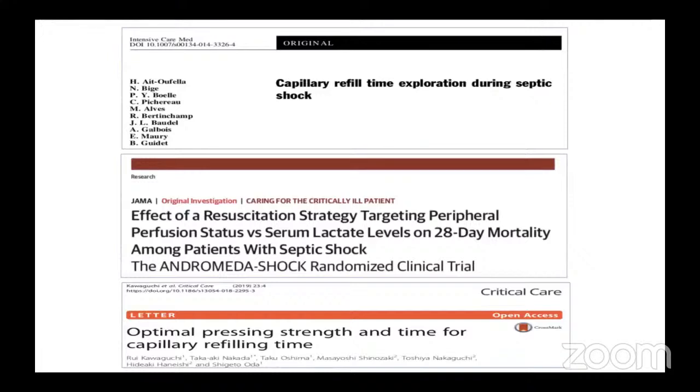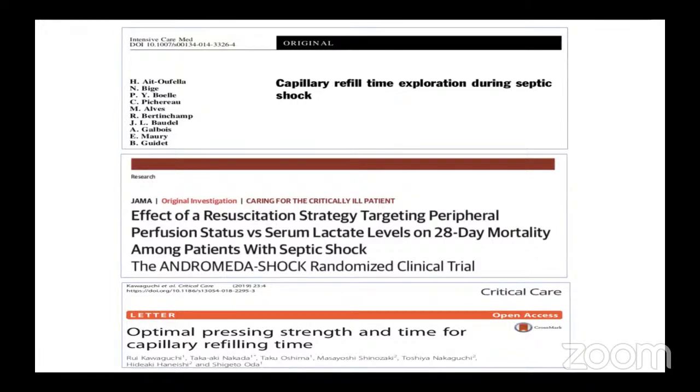Another important test that can be used very easily at the bedside is capillary refill time, if it is performed correctly. There have been multiple investigations which suggest that capillary refill time can be useful not only for clinical examination but also as a strategy during resuscitation.